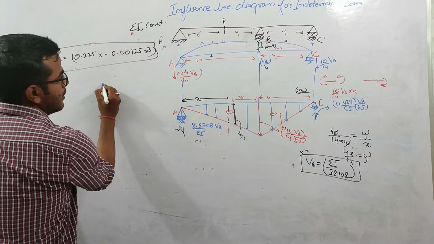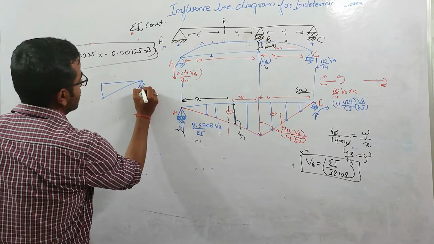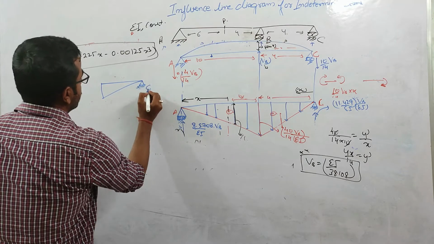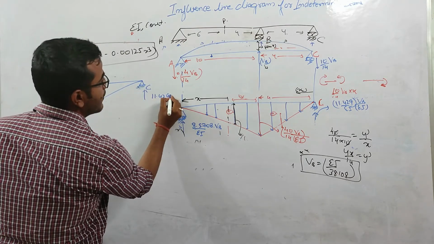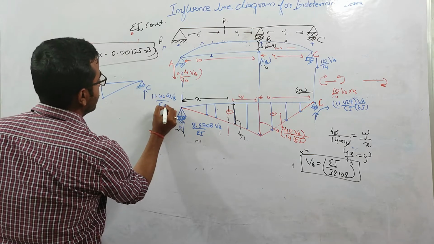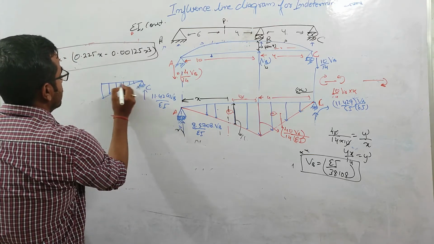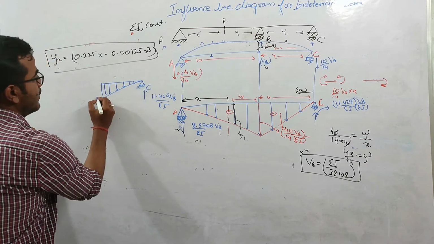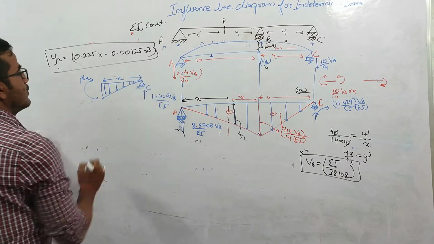Now the situation looks like this. This is the C support at this C. The reactions are 11.429 VB over EI, and here this is the curvature loading, and here there will be some moment Mx at a distance of x.